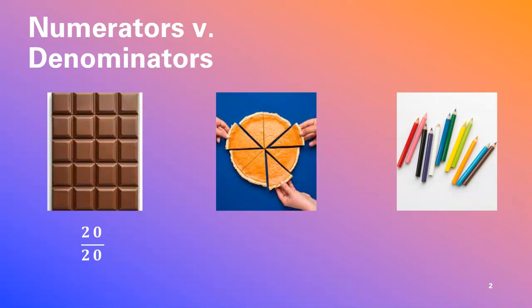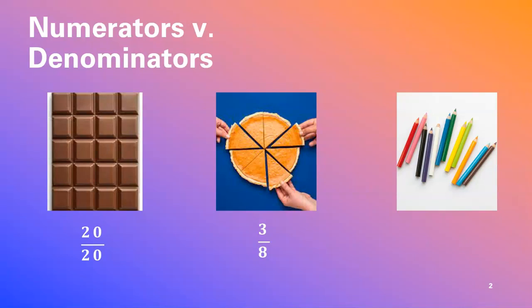So as a fraction this could be 20 out of 20, or 20 out of 20 could be represented as 1 because it's one whole. Now our pie, on the other hand, there's 8 total pieces, but 3 are being taken away. So if we were to represent the pieces being taken away, that would be 3/8. Or if you want to represent what's left, that would be 5/8.